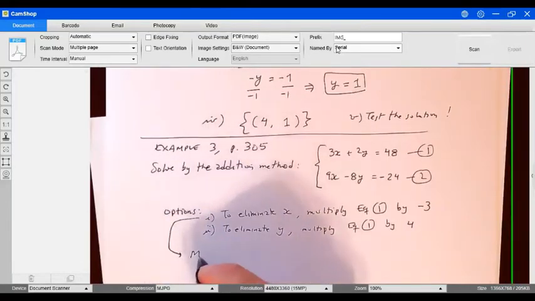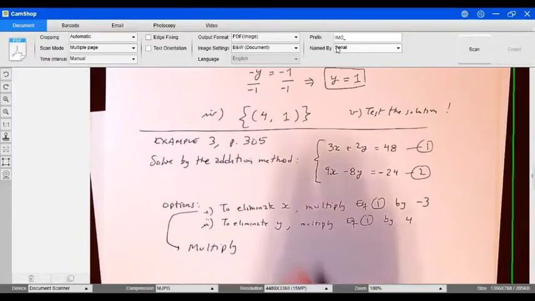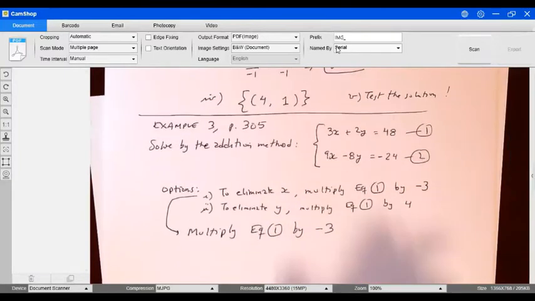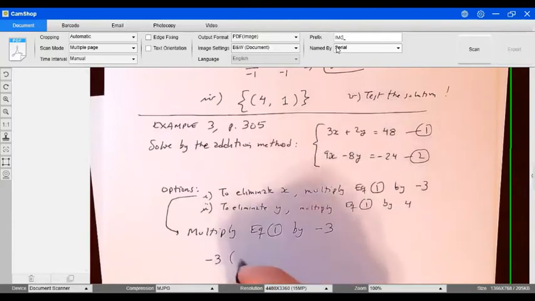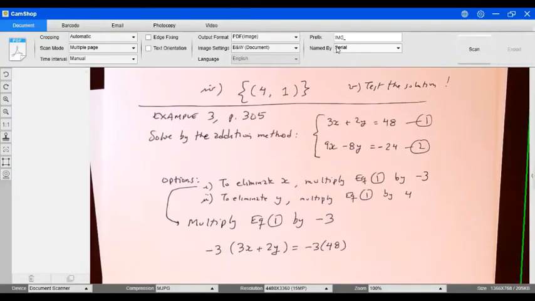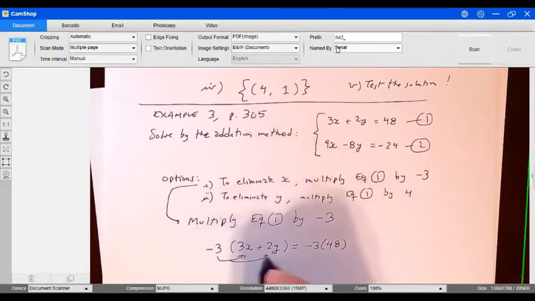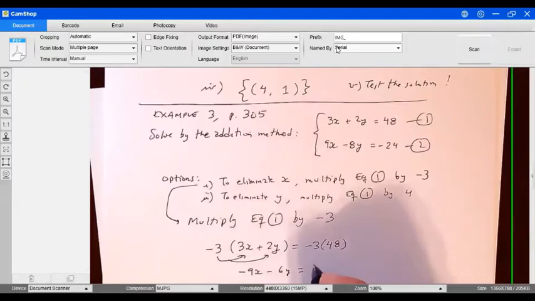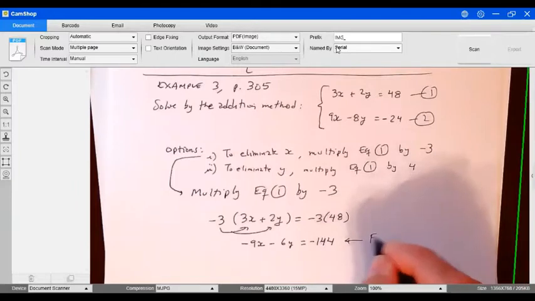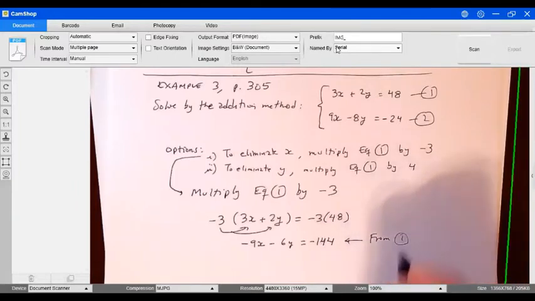So we're going to multiply equation 1 by negative 3. So I'm going to have negative 3 that multiplies 3x plus 2y equals negative 3 that multiplies 48. So we're going to get, applying the distributive property, negative 9x, negative 6y, and this is going to be equal to negative 144. So this is the equation that results from working on equation 1.